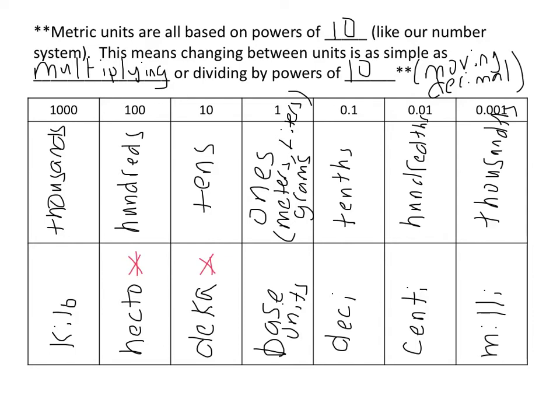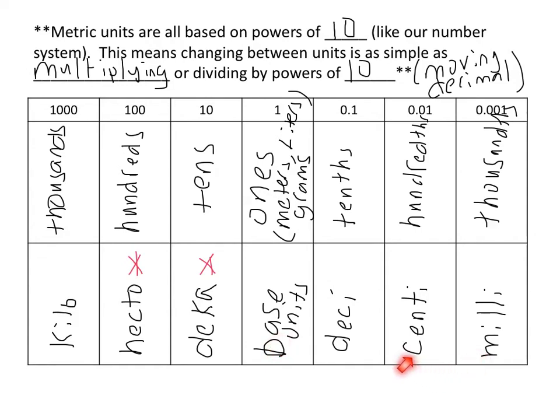So 1,000 millimeters would equal 1 meter. 1,000 meters would equal 1 kilometer. And the nice thing is, we can count on here to figure out our decimal places. So say we're going from millimeter to meter. Here's where our decimal point is.